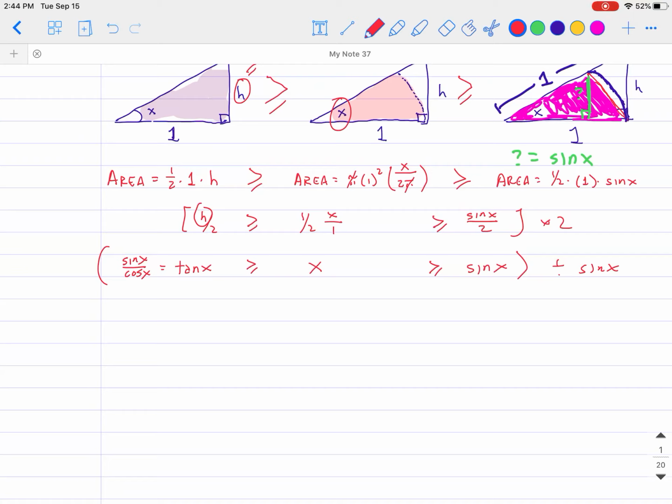And I can divide by the sine of x because since we're in quadrant 1, sine is going to be positive, so I don't have to worry about the inequality being changed. So now I have 1 over the cosine of x is less than or equal to x over the sine of x, and then is less than or equal to 1.